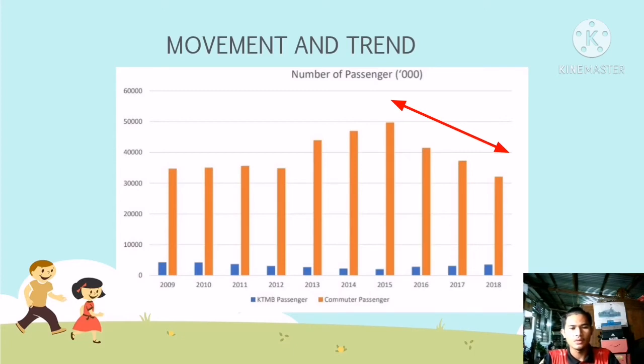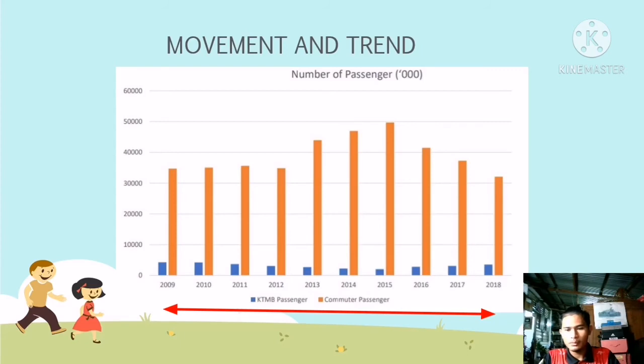in 2015 to 32 million 78,000 in 2018. Then, the number of passengers for commuter fluctuated between 34 million 683,000 and 32 million 78,000 from 2009 to 2018.